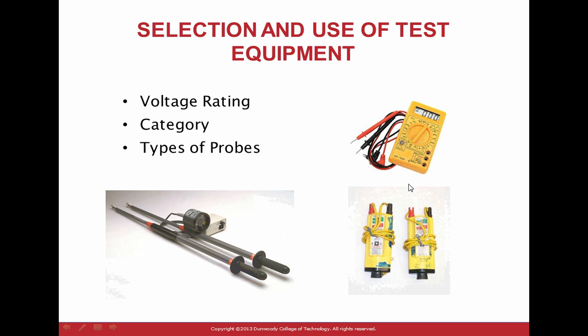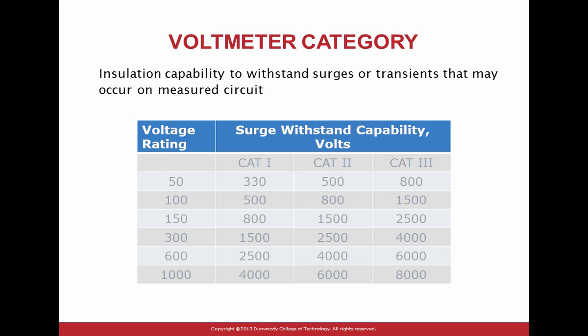All right. Selection and use of testing equipment. We talk about the voltage, the category, and the type of the probes, guys. Here are the voltage categories, and there's category 4. Let me write in here, you guys should not use anything less than category 3. Category 3 at a voltage level of 150 can handle up to 2500 amp short circuit.